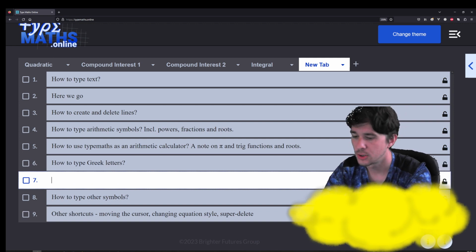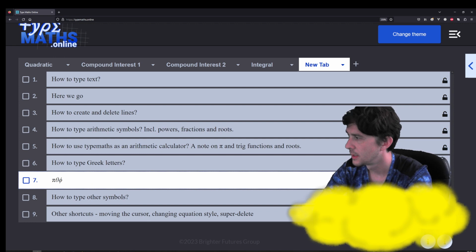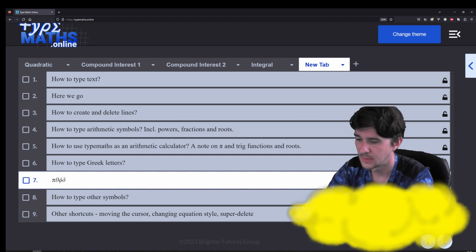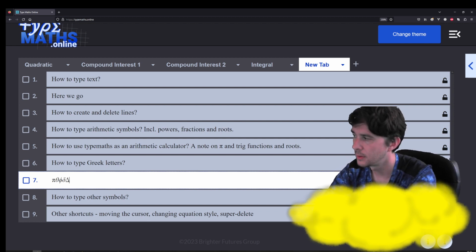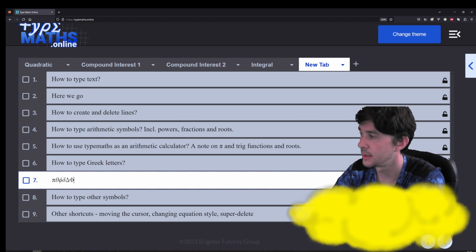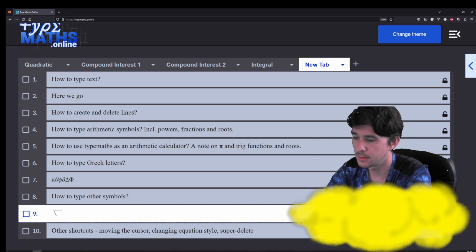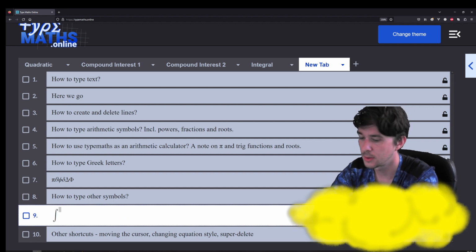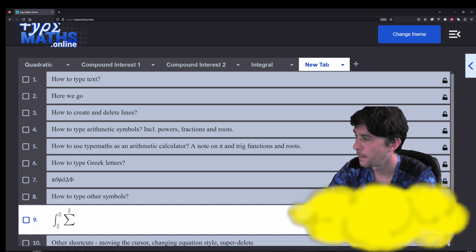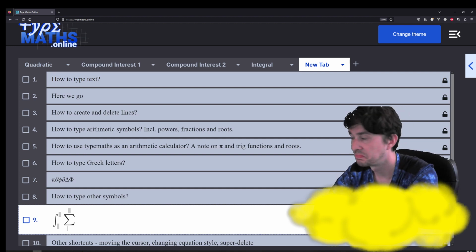Now the Greek letters, just like pi, are pretty easy to type. Sometimes if you use a capital, you get a different letter. So that's also handy to know. You can type whatever Greek letter you need for your question. How do you type other symbols? Well, I think the most important other symbols to be familiar with are integrals. You can do a bounded integral. You can also do a sum symbol. If anything else comes to me while I'm making this video, I'll mention it.